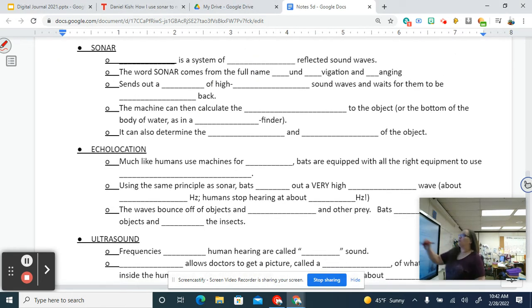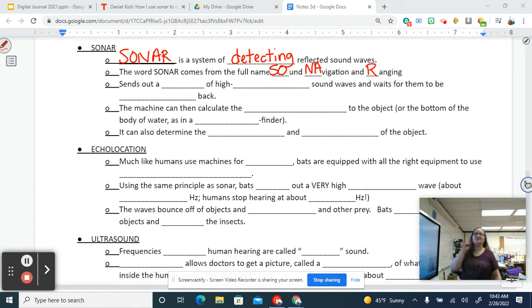So first up, we have sonar. Sonar is a system of detecting reflected sound waves. The word sonar comes from the full name. So it's S-O from sound, N-A from navigation, and R from ranging. So sound, navigation, and ranging is what sonar is short for. And the way that it works is it sends out a burst of high frequency sound waves and waits for them to be reflected back.